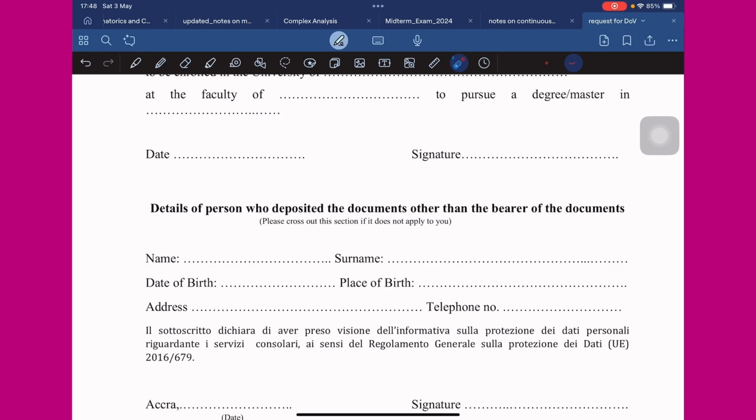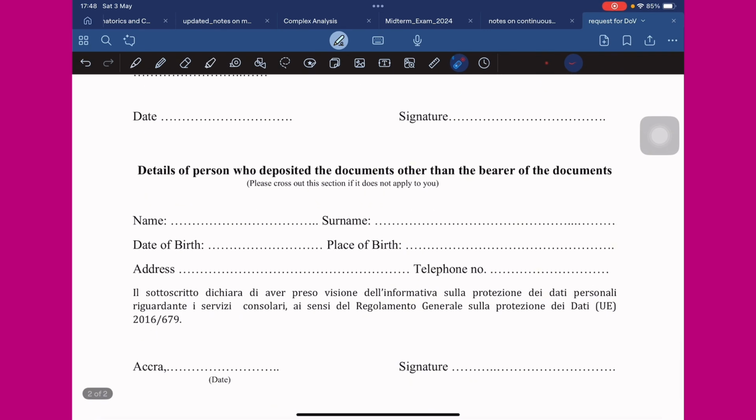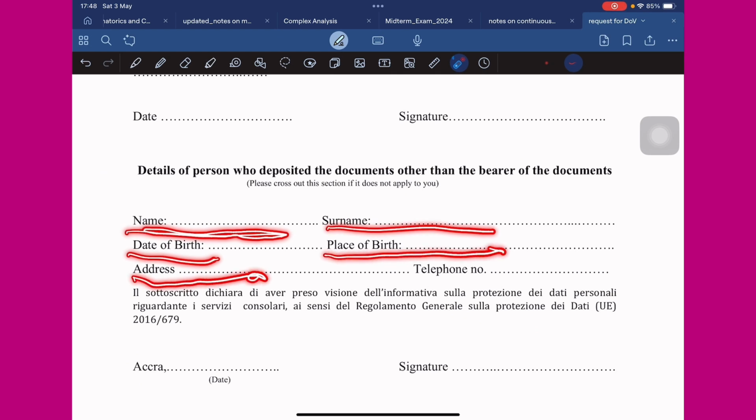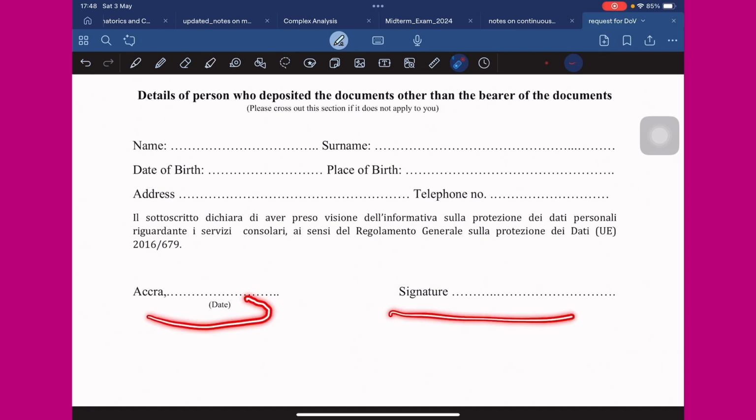So the last thing is here, it is written details of person who deposited the document other than the bearer of the document. So if somebody is submitting this document on your behalf, then the person would have to fill this place, this last part: the person's name, and then the surname, the date of birth, and then the place of birth, then the address of the person here, and then the telephone number of the person. And the person will write the date here, and then the signature.